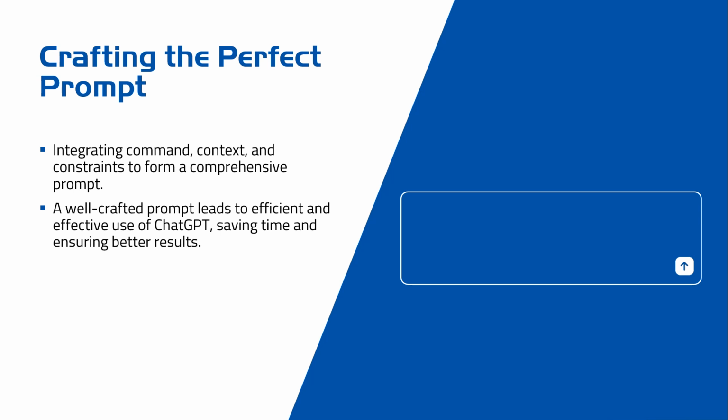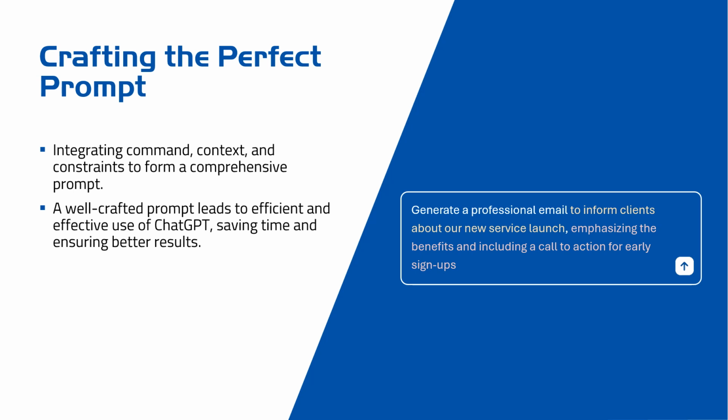The combination of command, context, and constraints forms the foundation of a well-crafted prompt for ChatGPT. By integrating these elements seamlessly, you optimize the AI interaction process. This not only saves time, but also guarantees superior outcomes. So for example, let's use the prompt, "Generate a professional email to inform clients about our new service launch, emphasizing the benefits and including a call to action for early signups." As a result, ChatGPT will produce an email that is professional, informative about the new service, highlights benefits, and encourages early signups.